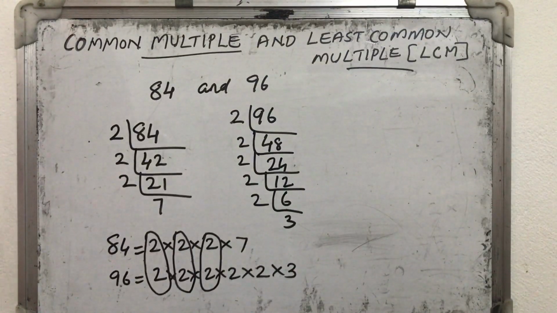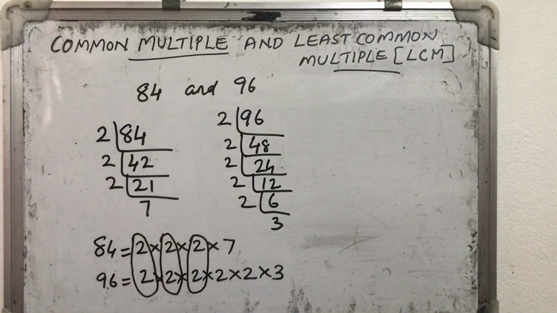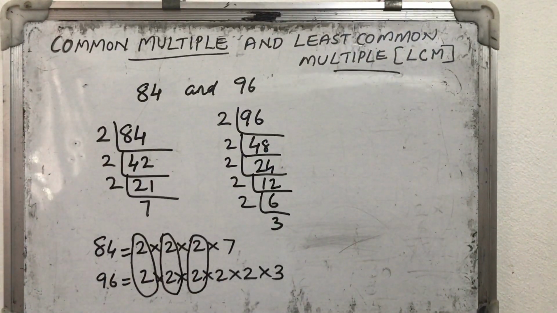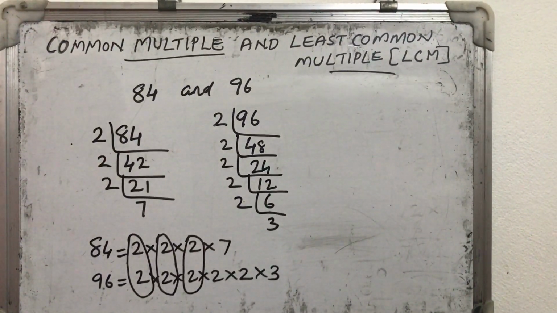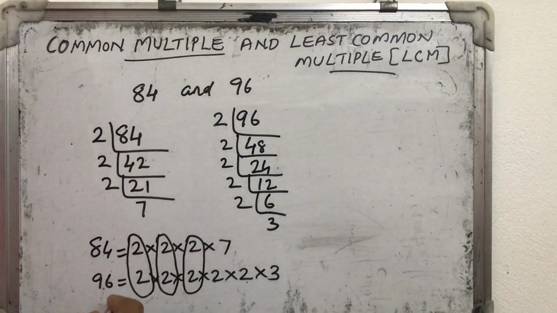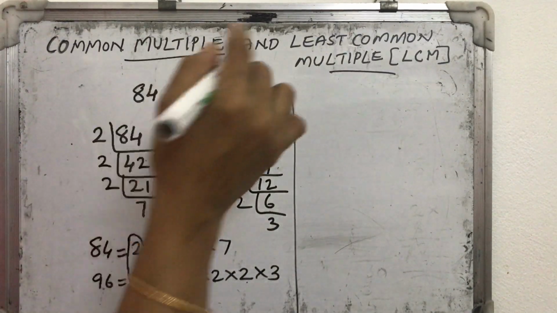So the LCM we can write will be the product of these common factors and the factors other than common. Which are the factors other than common in this example? That is 7, 2 and another 2, then 3. Their product will be the LCM of these two numbers. So first we write the common factors. Which are the common factors? 1, 2, 3 2's are there.